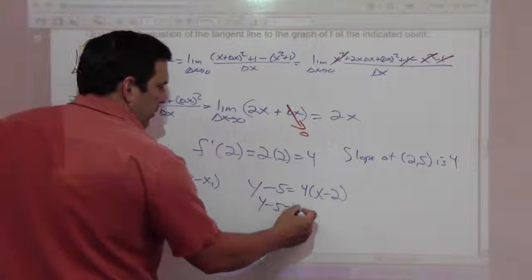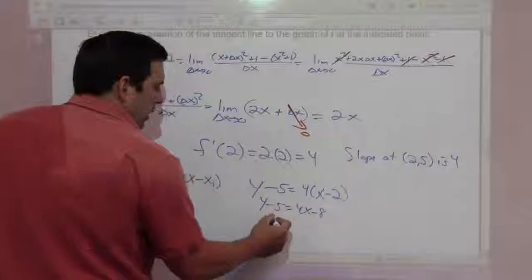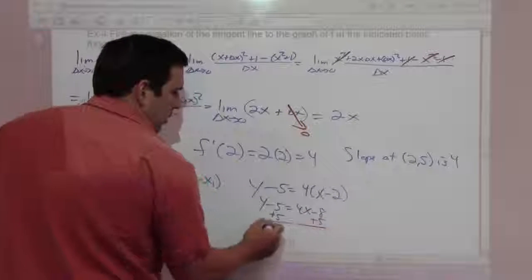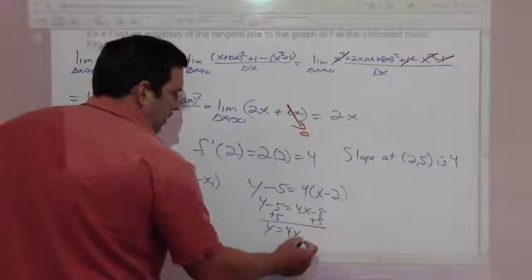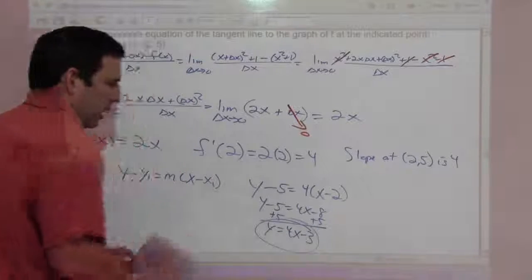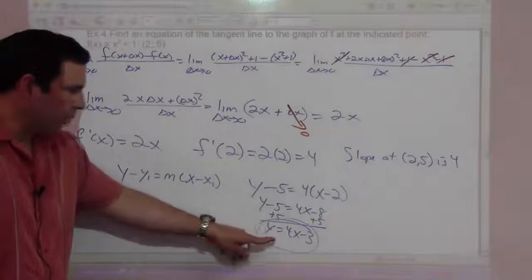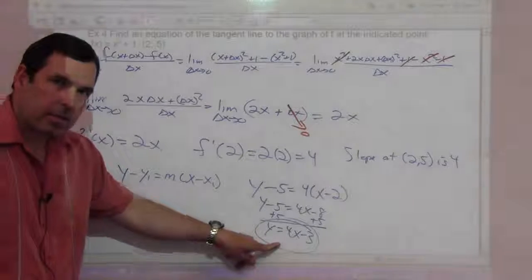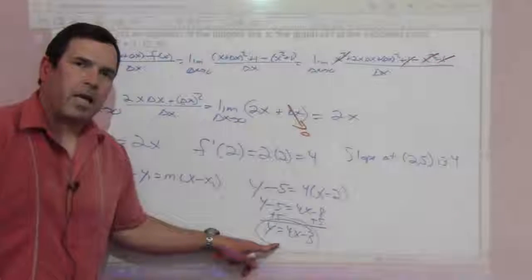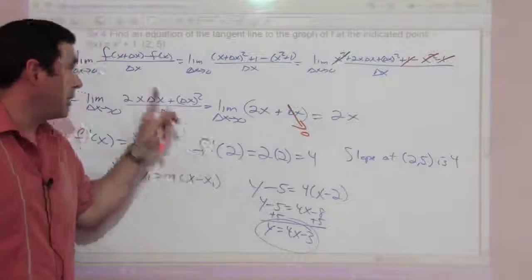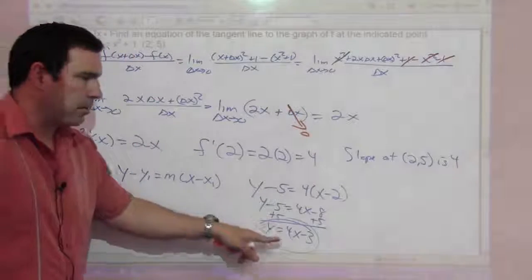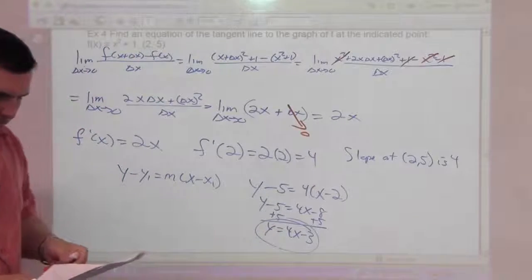y minus 5 equals 4x minus 8. And we add 5 to both sides. y equals 4x minus 3. This is the equation of the tangent line. So this is the equation of the tangent line at the point (2, 5) for this curve. There's the tangent line's equation.